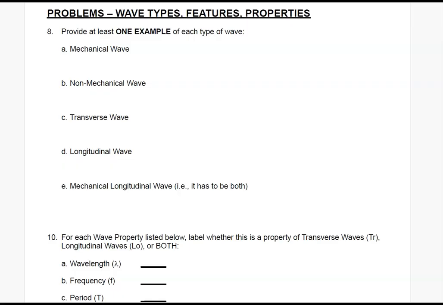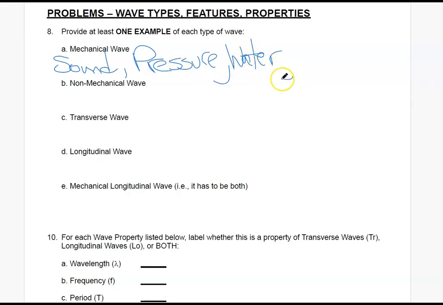So mechanical waves, these are waves that absolutely require matter. This is going to be any sound wave, any pressure wave of any type, any water wave of any kind, and any seismic wave of any kind. All of these require matter for the wave to travel through. Sound can travel through any kind of matter. We're used to hearing sound through the air, but sound can travel through any kind of matter. It can't travel through vacuum.